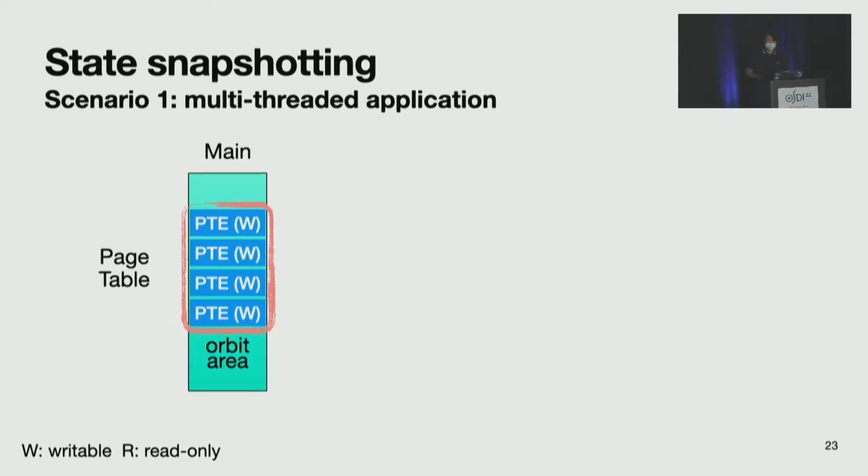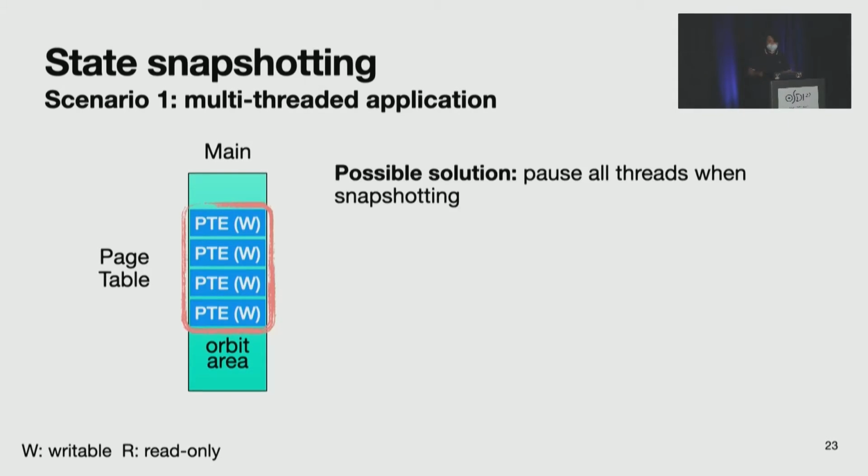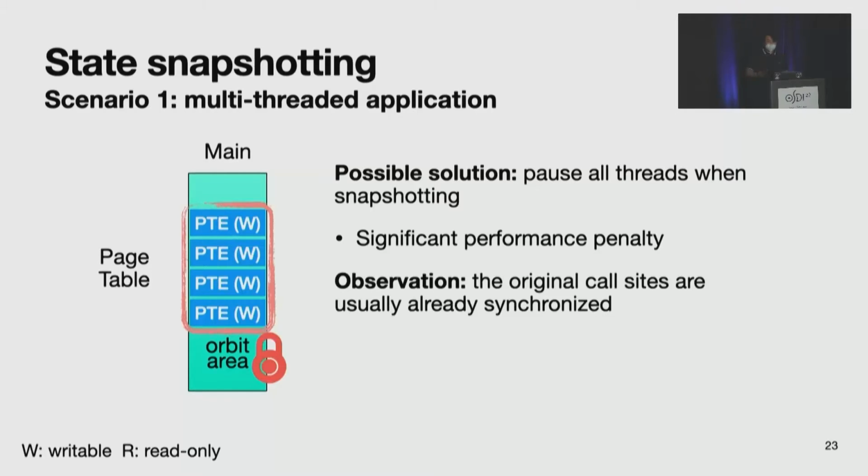One scenario to consider is multi-threaded applications. Since we could mark multiple PDEs, we need the marking to be done atomically for consistency. A simple approach is to pause all the threads, but that is usually too costly. We observe that those multi-threaded applications often already have synchronization at the original call site. We thus rely on that application-level synchronization to ensure that the snapshotting area will not change.